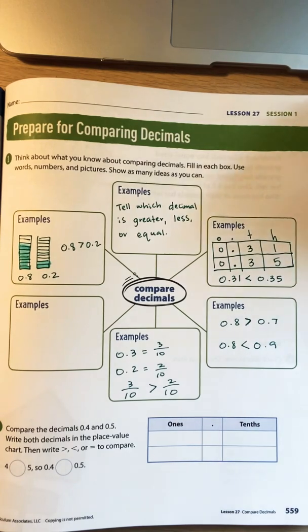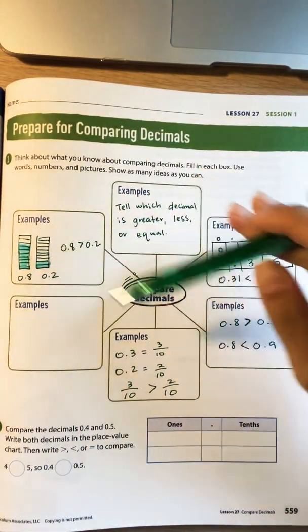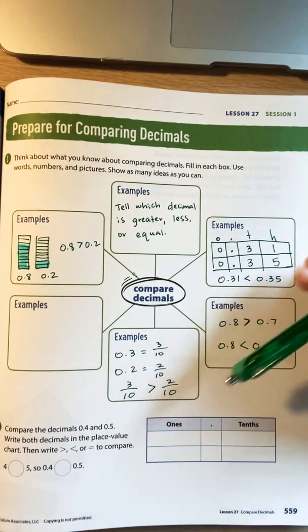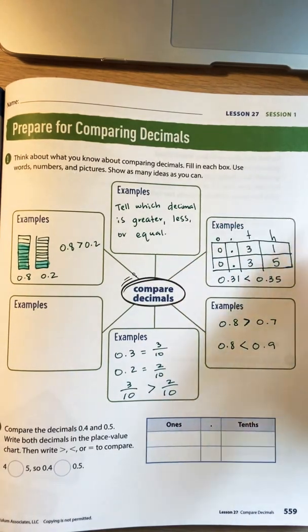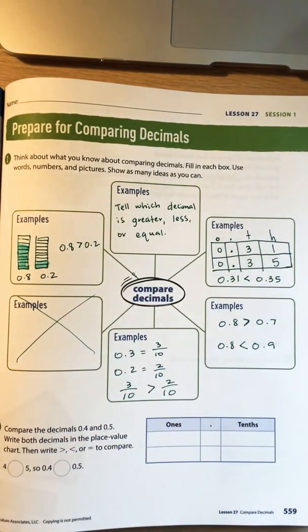Okay. I don't know how else to show it. That's like everything. Place value chart, models, convert them to fractions, and compare the fractions. This is just comparing them without any strategies. Let's just call it good.